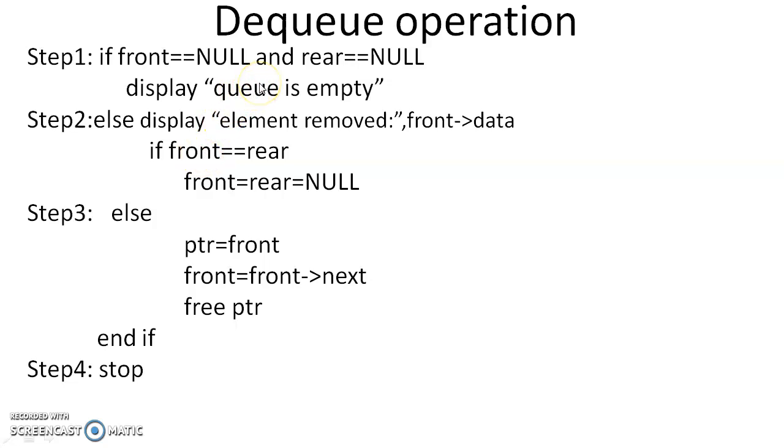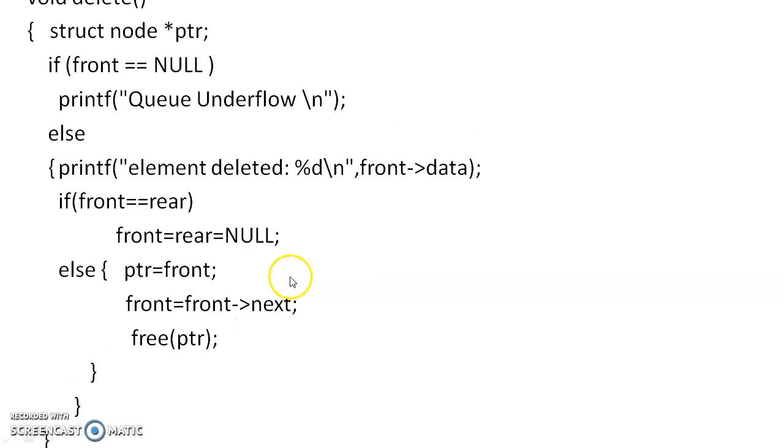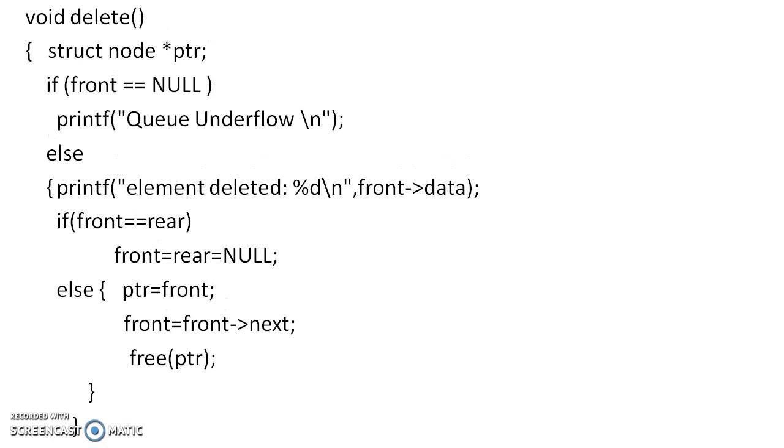One is the queue empty condition. The second one is when only a single element is there. When we remove that one, the queue will become empty. And the last one is when some elements are there, we remove the first element. So this is the way in which we are implementing the dequeue operation. So that is the delete operation or the dequeue operation.